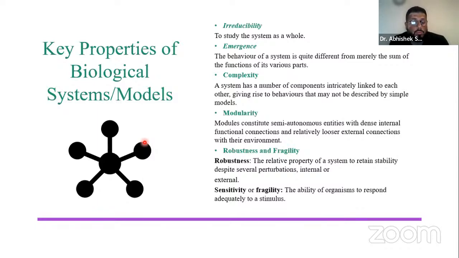it is a different property, where systems are composed of individual elements or parts that interact in various ways. In general, the behavior of a system is quite different from merely the sum of the functions of its various parts. This reinforces the need to develop methods to study biological systems at the systems level, rather than at the level of individual components, right?